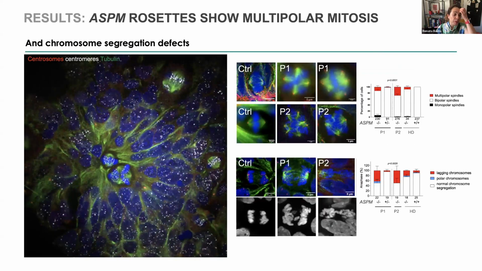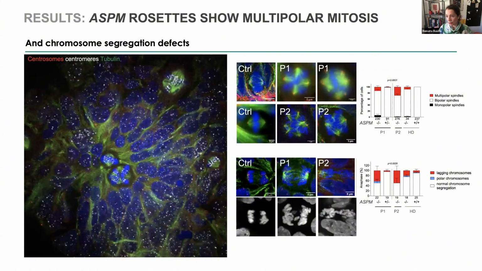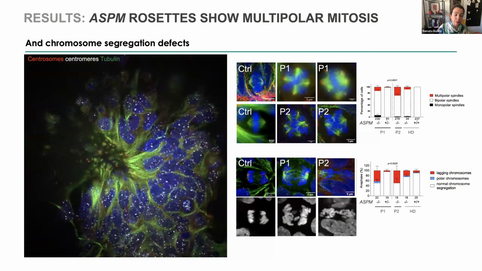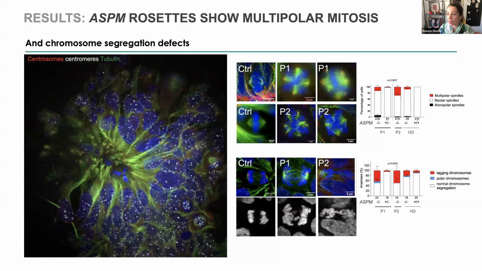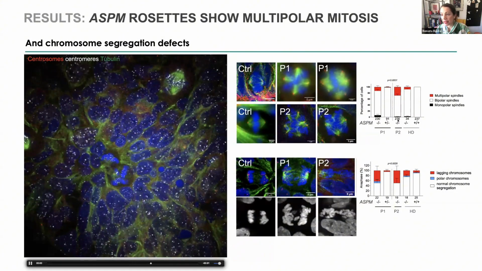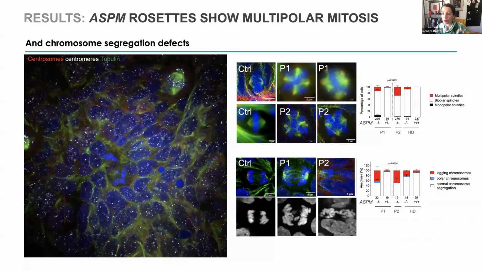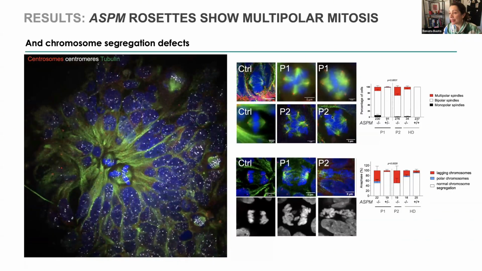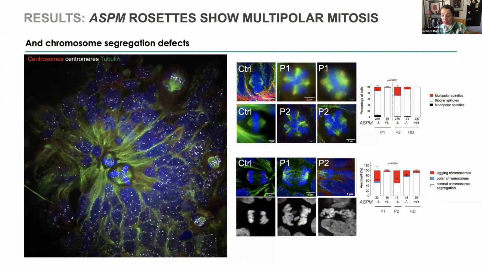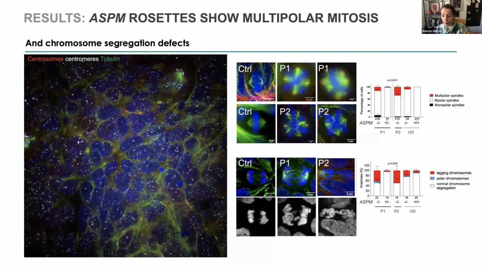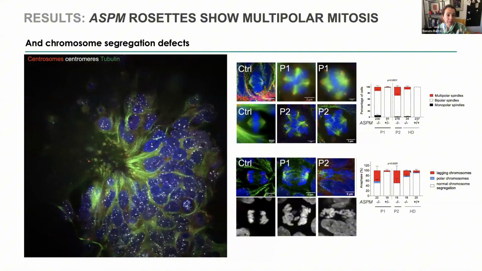And so here are rosettes from ASPM patients. You can see that they are much more disorganized than the one I just showed you before, but more importantly, you can certainly identify very abnormal spindles like the ones you're seeing here on the right, which are basically multipolar, with the quantifications over here. More importantly, we also identified bipolar spindles with chromosomes missegregating, as you can see here, in ASPM patients and also in the de novo generated rosette.